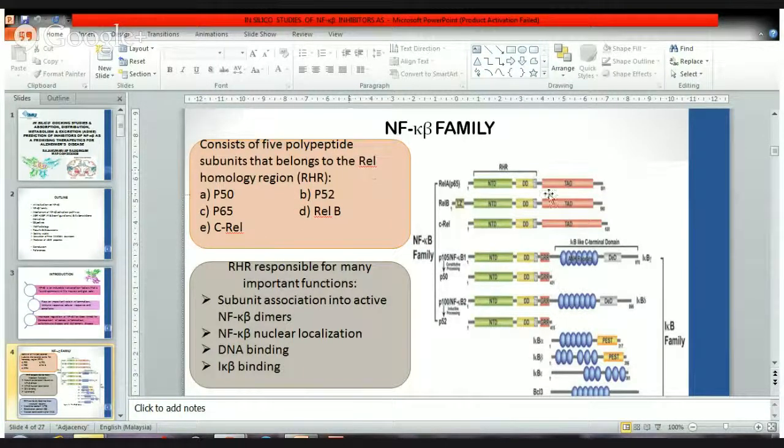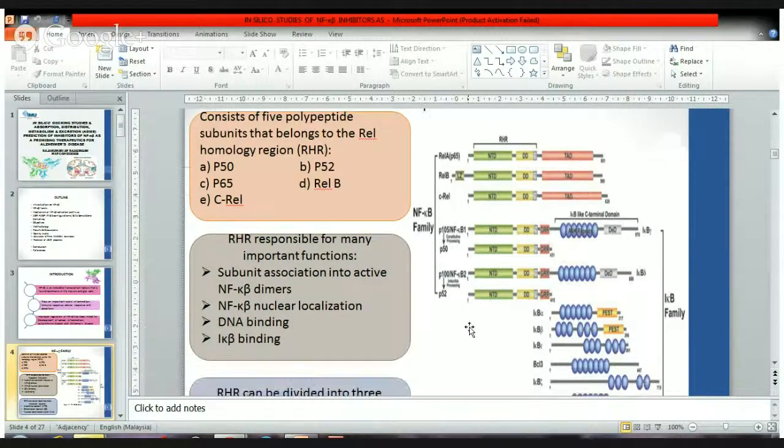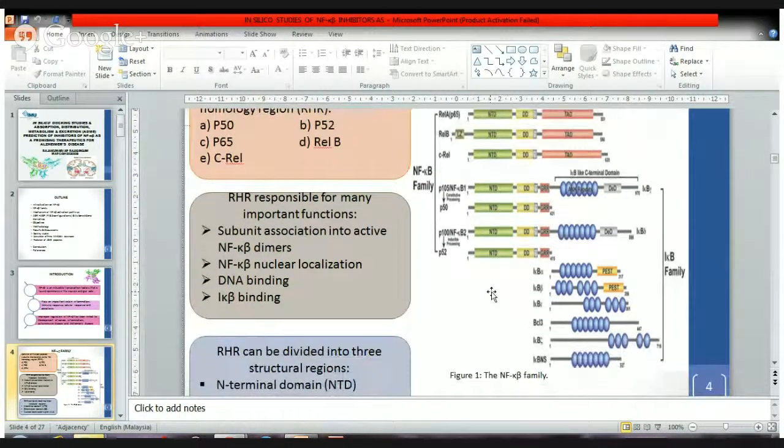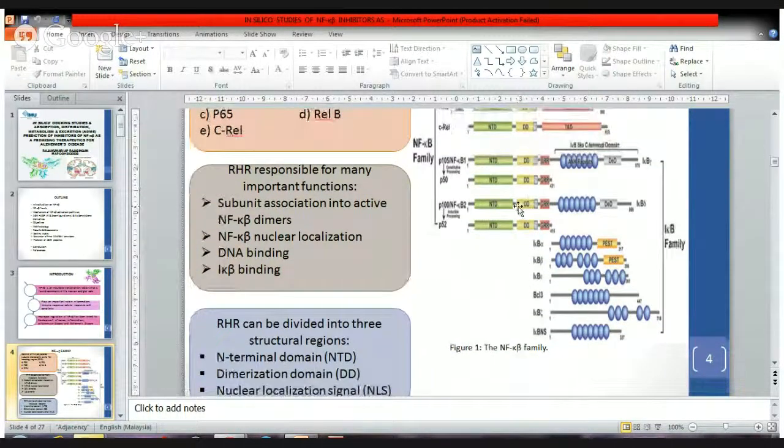And this Rel homology region is involved in 4 important functions: for dimer formation, for nuclear localization, for DNA binding, as well as for inhibitor kappa B binding. The Rel homology region can be divided into 3 structural regions, which are the N-terminal domain, the dimerization domain, as well as the nuclear localization signals.